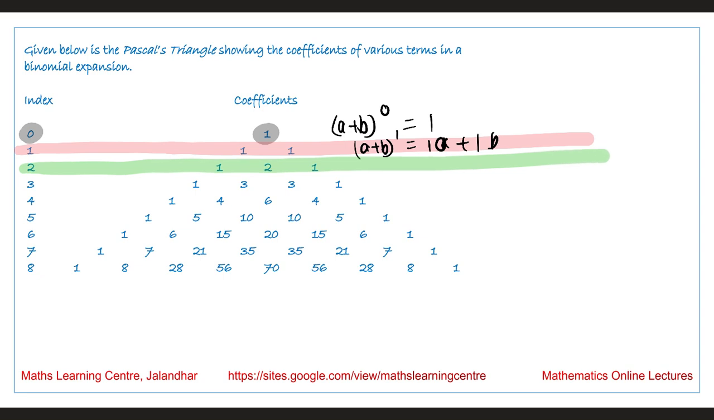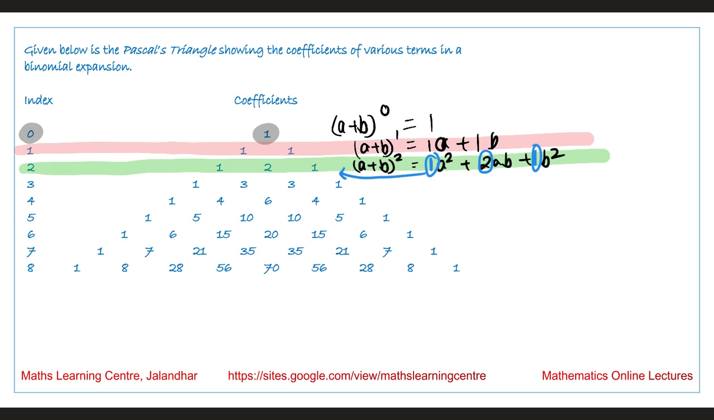When we expand this term, we have (a + b) whole square. It is a square plus 2ab plus b square. We are talking about this value, it is 1 over here, then this time it is 2 over here, and again this is 1 over here. So these three coefficients, these are given over here.